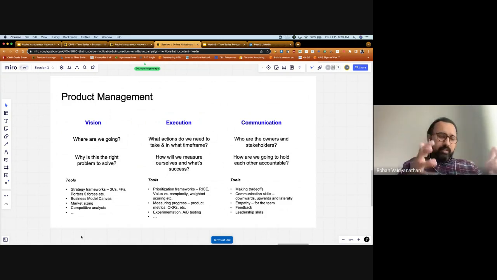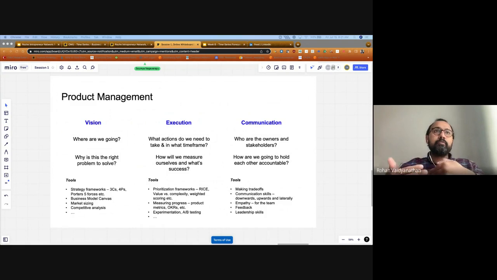So in that sense, there are a lot of tools, and we may go through some of these tools in future sessions. There's Porter's Five Forces, Business Model Canvas, which we're going to discuss today. There's how do you do comparative analysis? How do you do market sizing? So these are all tools. It's not necessary that you learn every framework and use the exact framework. I think it's very context dependent. And as you build and ship more products, you learn which framework is useful for which context, and how to make use of these tools.